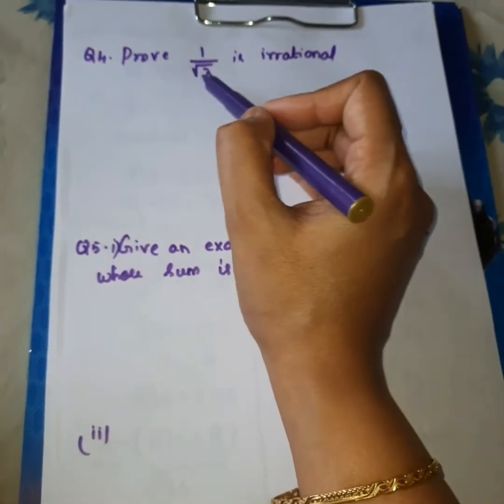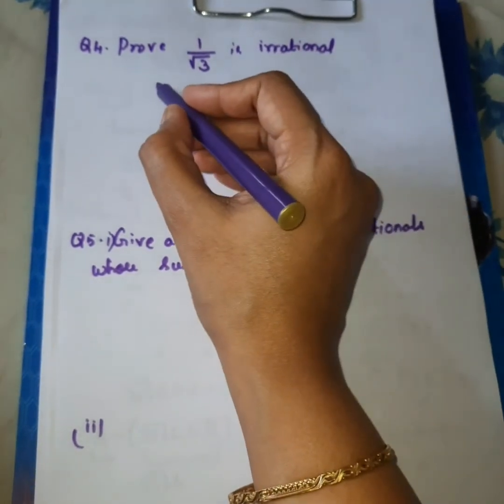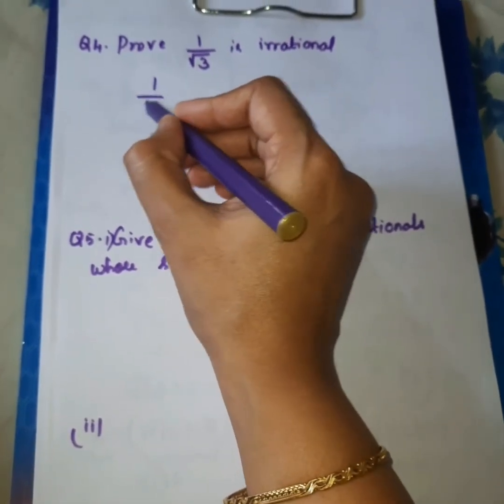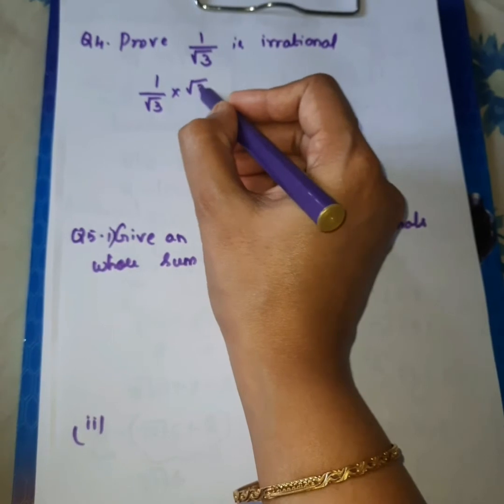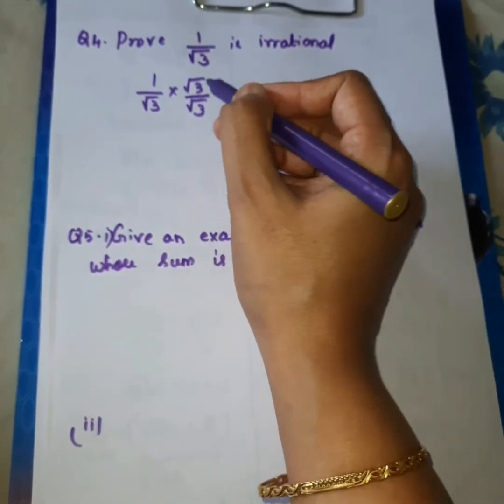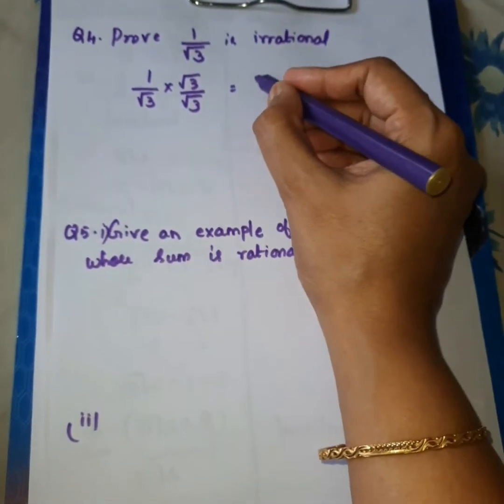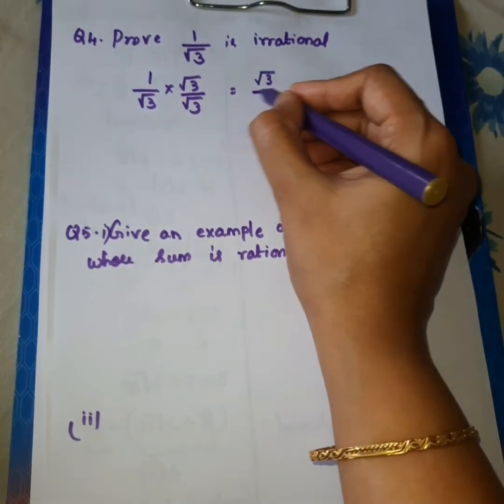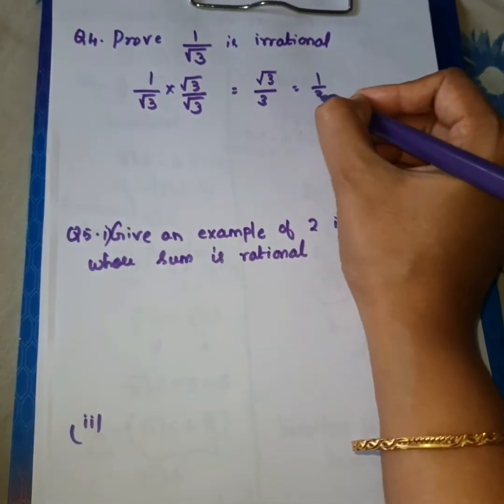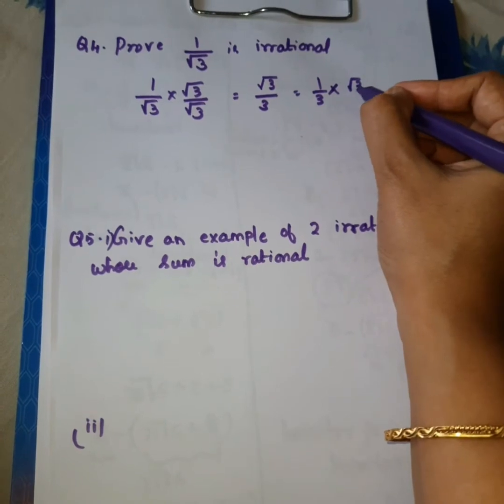Question 4, prove 1 by square root of 3 is irrational. So you can just multiply and divide by square root of 3. That becomes square root of 3 by 3. Square root of 3 into square root of 3 is 3, which can be written further as 1 by 3 into square root of 3.